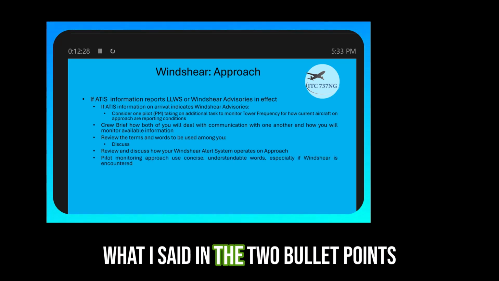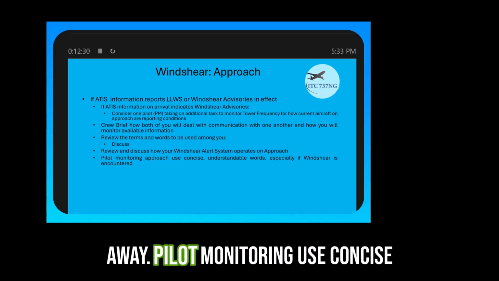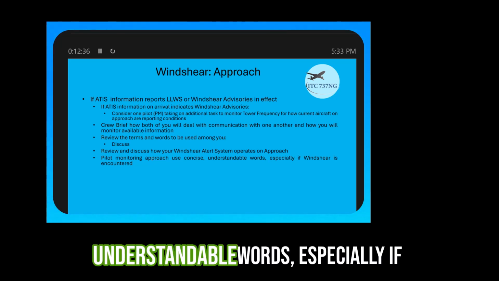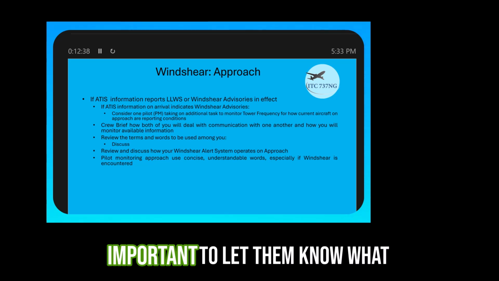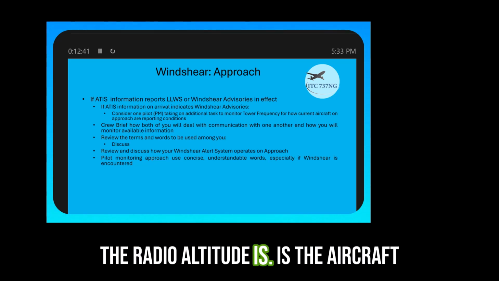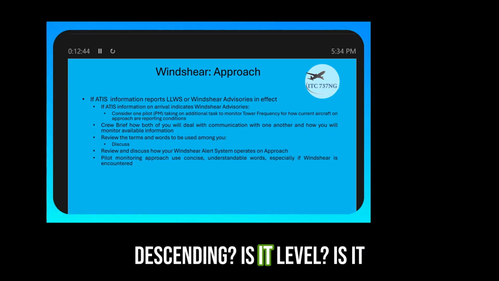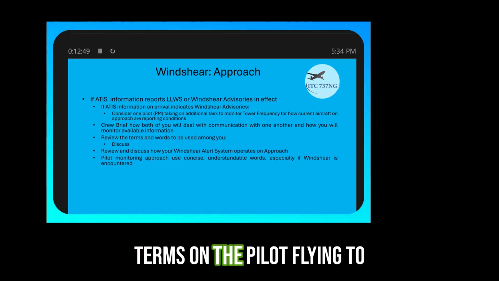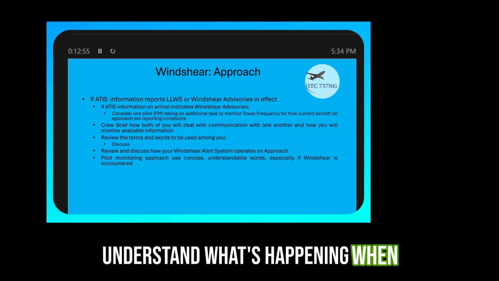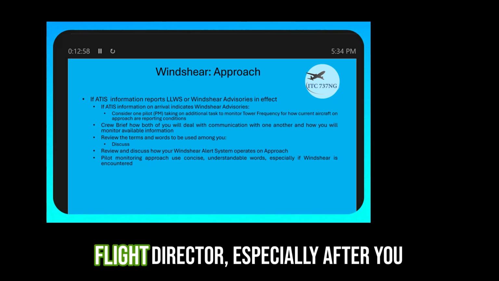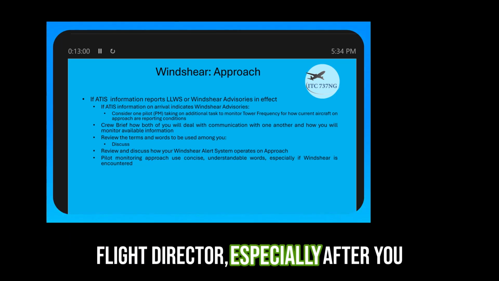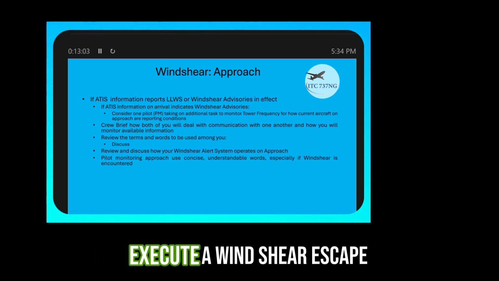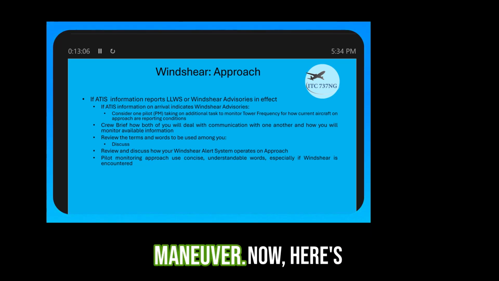And here is just a reiteration of what I said two bullet points ago. Pilot monitoring, use concise, understandable words, especially if the wind shear is encountered. It's important to let them know what the radio altitude is. Is the aircraft descending? Is it level? Is it climbing? Those are the key terms for the pilot flying to understand what's happening when he's working hard trying to fly the flight director, especially after you execute a wind shear escape maneuver.